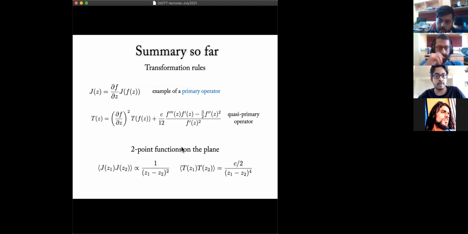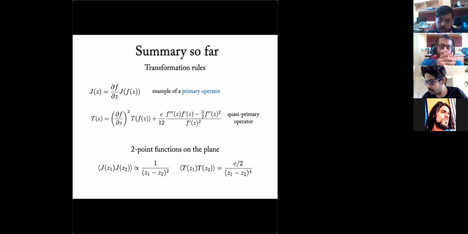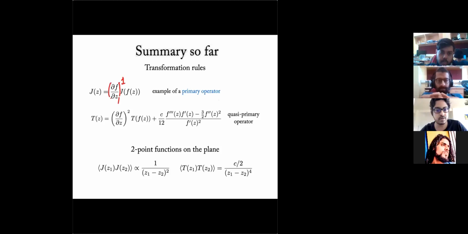So the summary so far is that we looked at the free boson theory, and we saw that it has a conserved current, and it transforms in this manner. This is an example of a primary operator. One can write this to the power 1, so this is a conformal primary of weight 1. And the stress tensor also transforms.